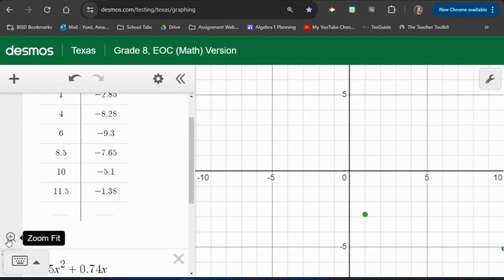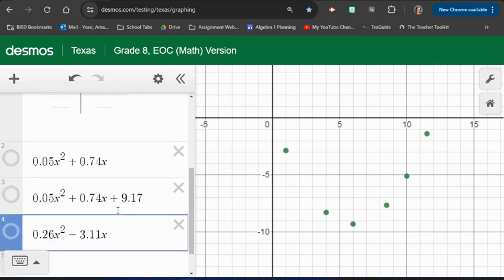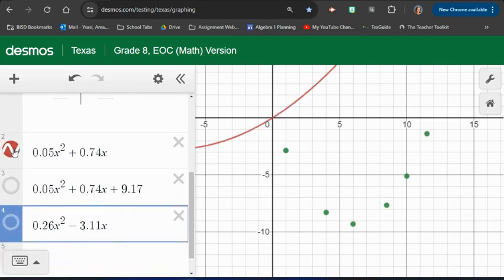But there's this button that says Zoom Fit. I want you to click that. And it makes it where you can actually see all the points on the graph. Then you can do your matchy-matchy. So answer choice A. I didn't put in d of x equals and I didn't put y equals. You don't have to, but you can and it won't change anything.